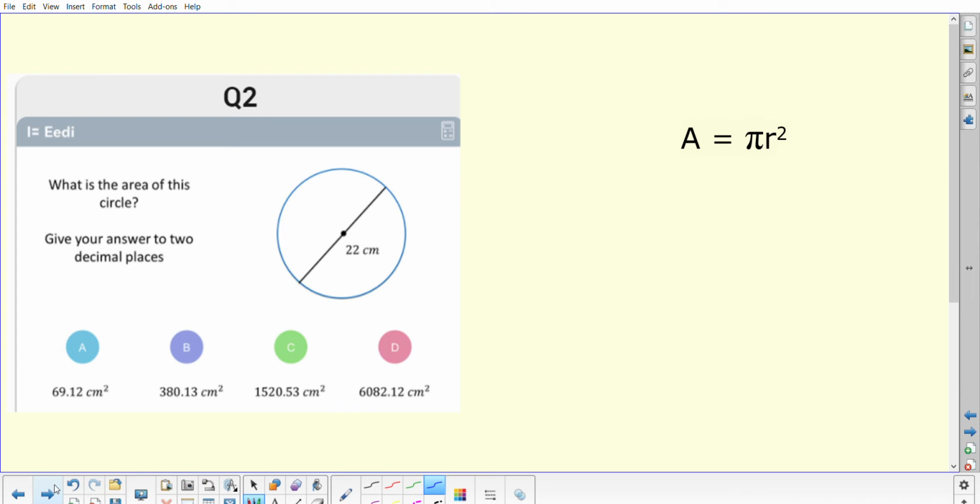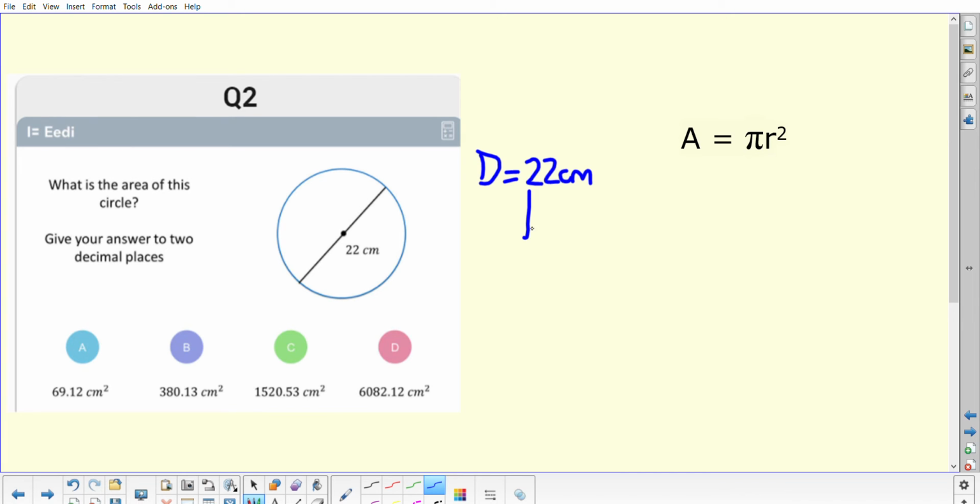For the second question, what's the area of this circle? And give your answer to 2 decimal places. Now notice in this one, the distance that you've been given goes from one side of the circle to the other. That means that you've actually been given the diameter, but we know that to calculate the area, it's the radius measurement that we need.